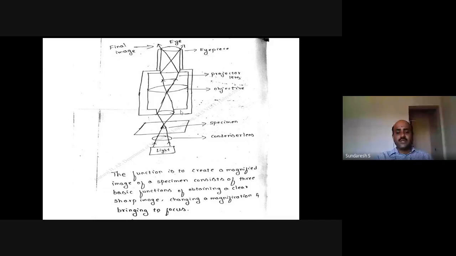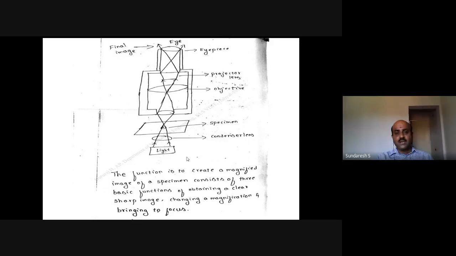Okay, so I think you might have seen the optical microscope in your lab. You know how to use these optical microscopes. This is the basic schematic diagram of an optical microscope. The function is to create a magnified image of a specimen, which consists of three basic functions: obtaining a clear, sharp image, changing the magnification, and bringing to focus.